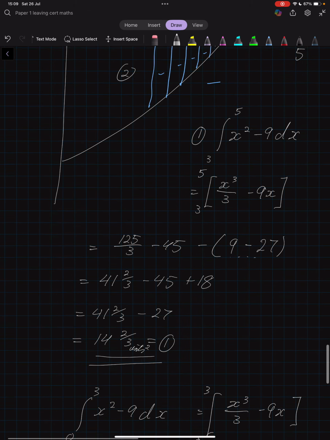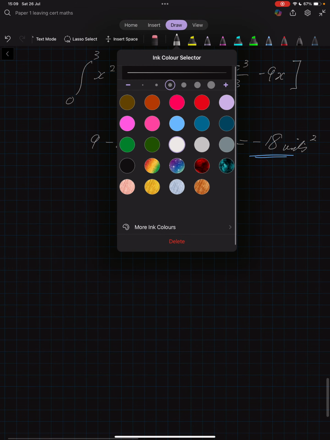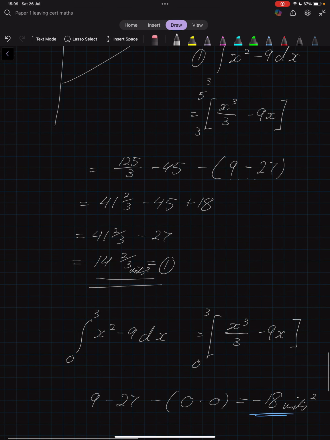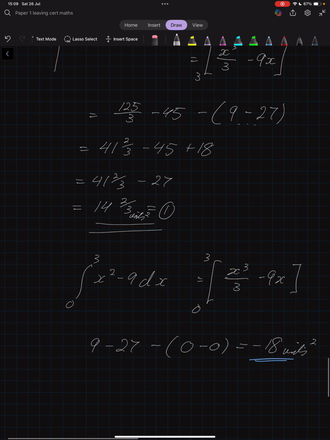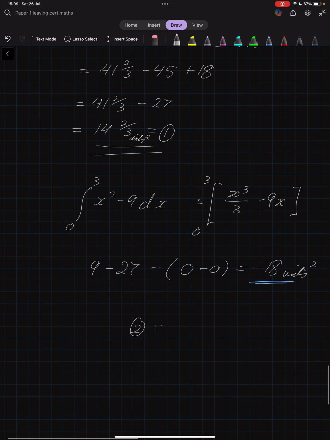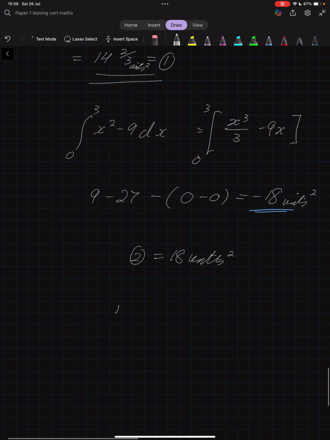So just for the record, first of all, I'll just finish the question. So it's minus 18, but of course it's 18 units. So the second area is equal to 18 units. And therefore the first area plus the second area is going to be 18 plus 14 and 2/3. So it's 32 and 2/3.